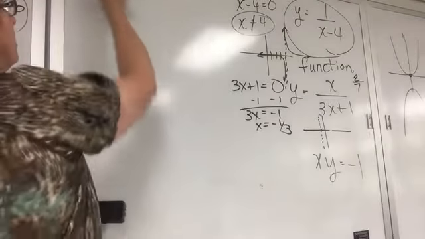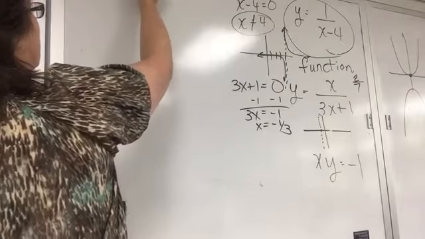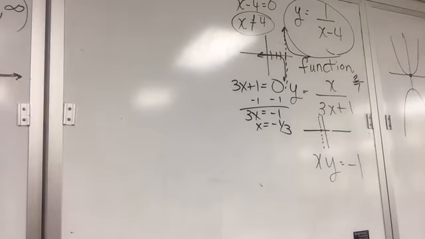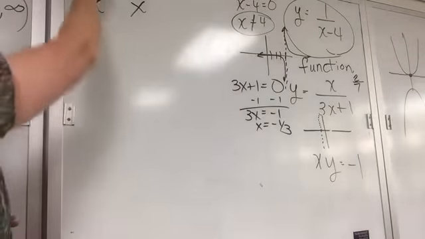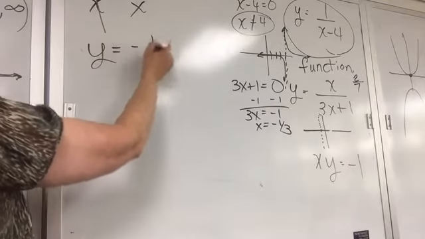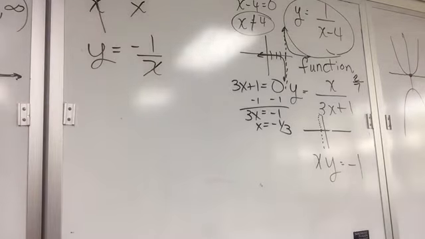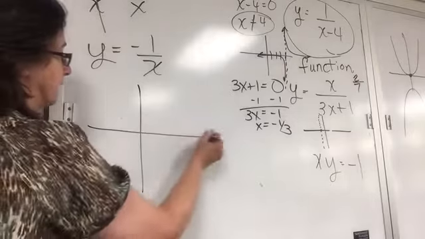Okay, let's look at this form. XY is -1. Does anybody recognize it before I show you? What if you solve for Y? What if you just divide by X and divide by X? Y is -1 over X. Does that look familiar? Okay, so it's this one almost, but there's a negative on the front. What happens when there's a negative on the front? Flip them.